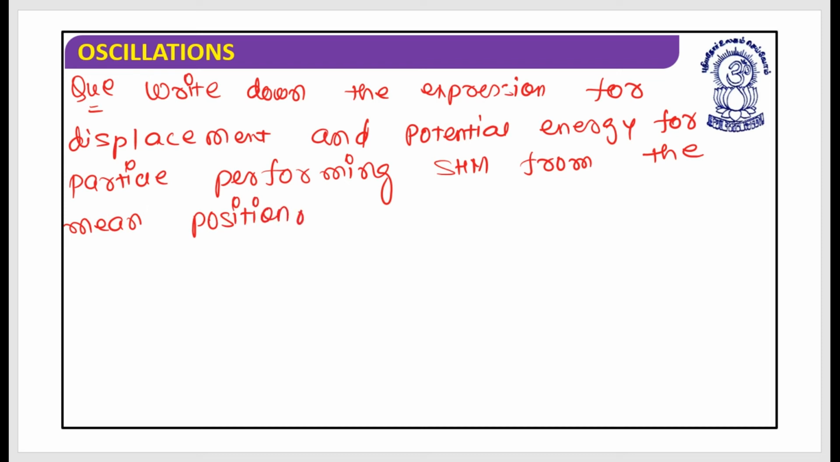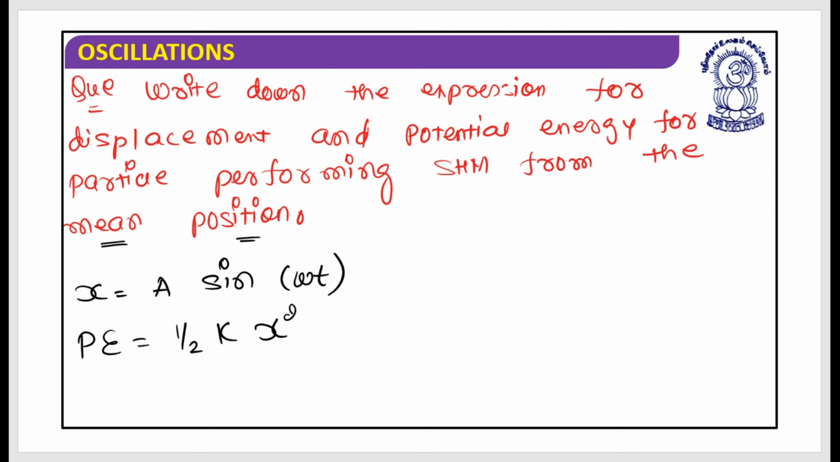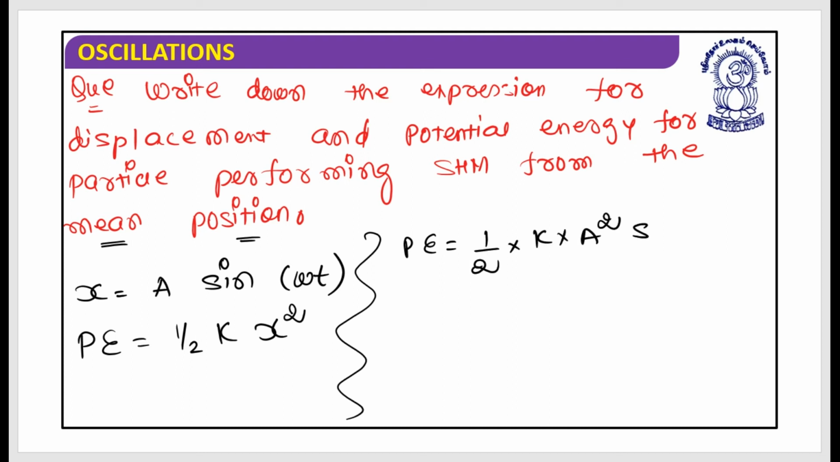So when we say that the particle has started its motion from the mean position, it's x equals a sin omega t. The potential energy is equal to half into k into x squared. And if the potential energy is half kx squared, this could be written as potential energy equals half into k into a squared sin squared omega t.